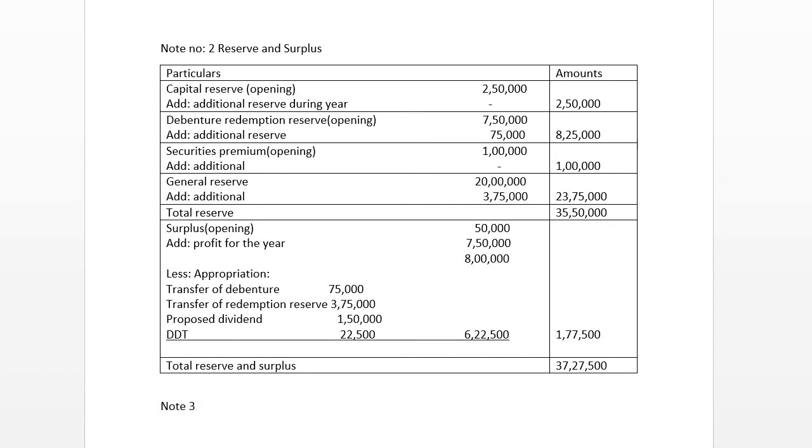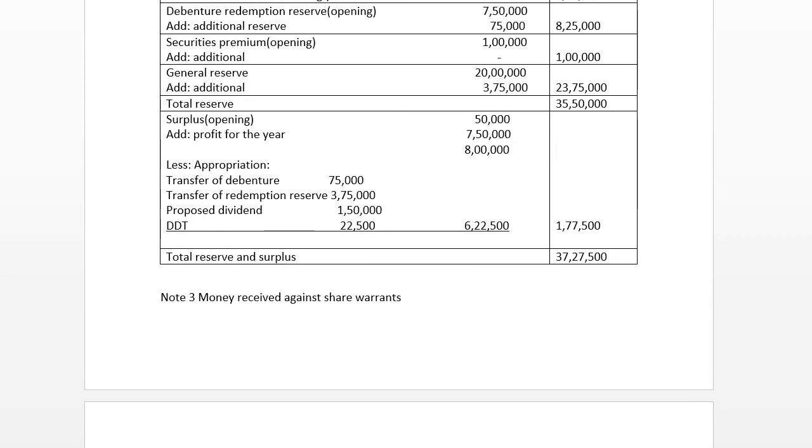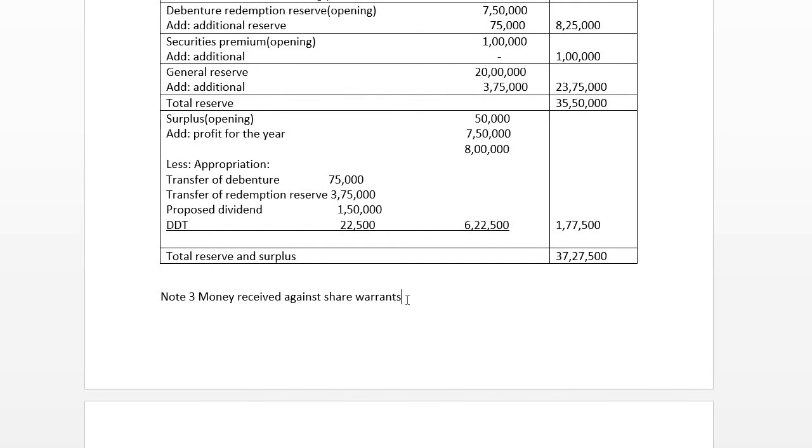the third one which is left is note number 3, that is money received against share warrant. Money received against share warrants. Then what does it mean? See, what do you mean by share warrant? Here the company is going to what?